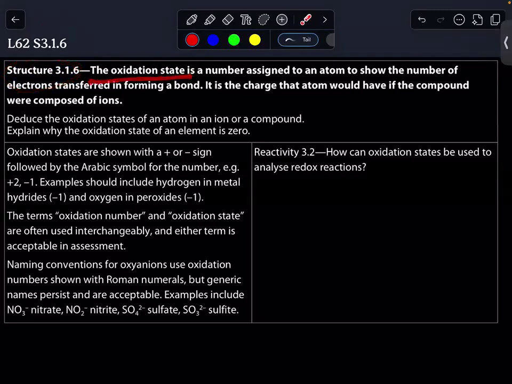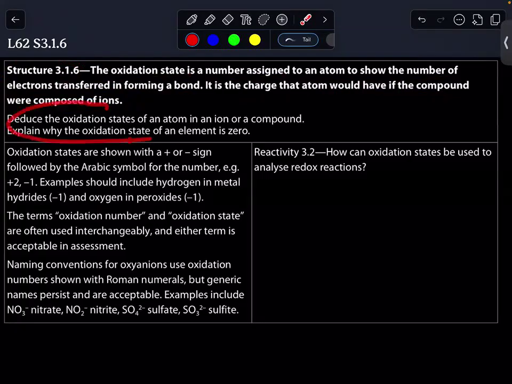We're going to talk about oxidation states as a number assigned to an atom to show the number of electrons transferred in forming a bond. It is a charge that an atom would have if the compound were composed of ions. So this is a little weird and a little bit hypothetical, but we'll do a bunch of examples to help you out.